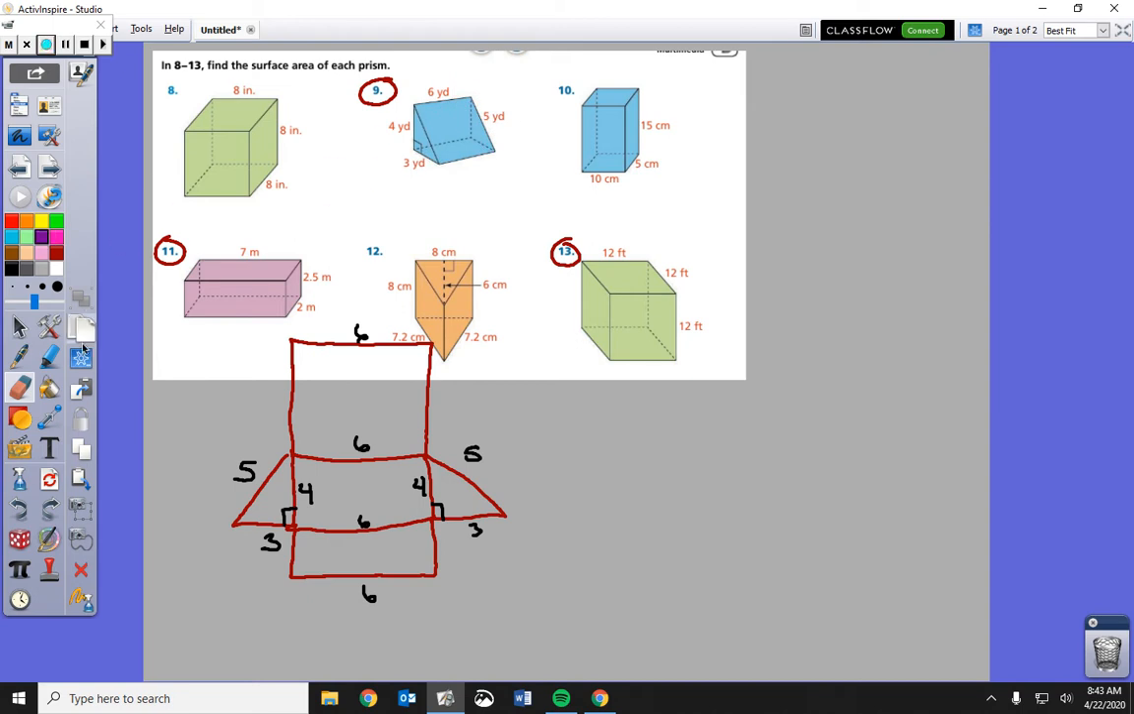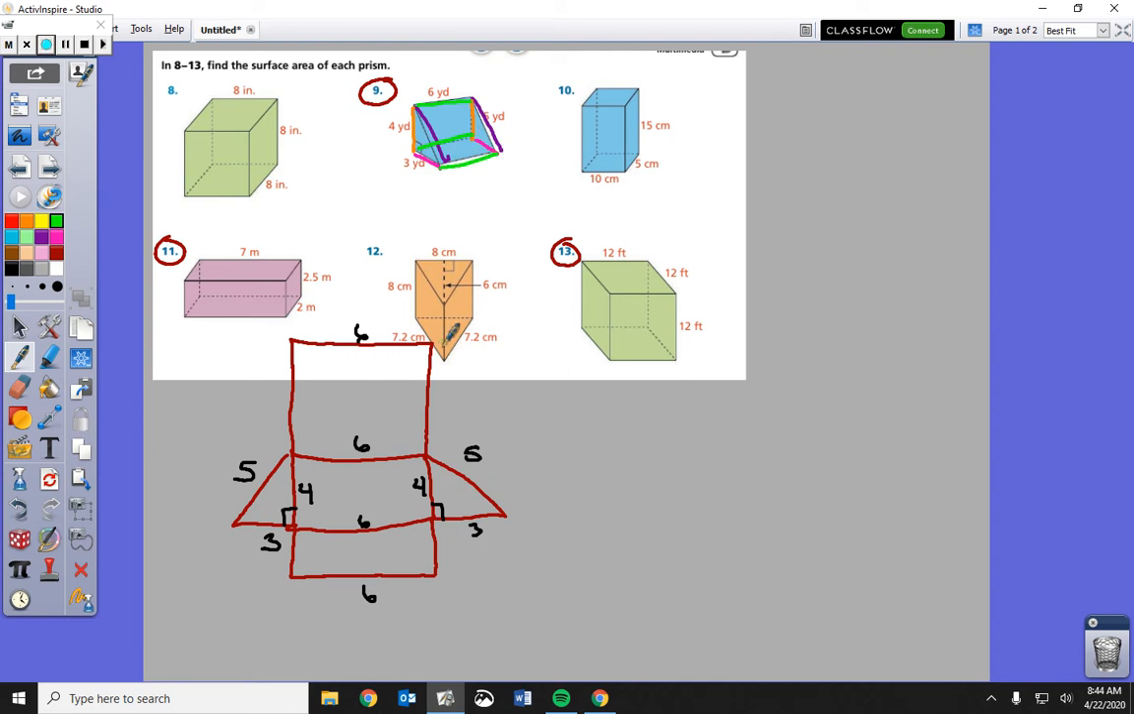So here is my 5. And that's a 5. Okay. Here's the 4, which matches with this 4 over here. Here's the 3. Okay. Now the rest becomes 6. That would be a 6. This would be a 6. And this would be a 6.